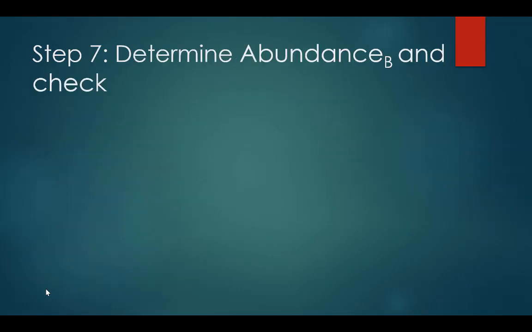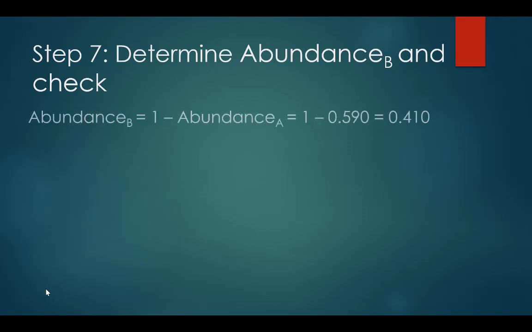Step 7, really easy. We know abundance A plus abundance B has to add up to 1. So 1 minus abundance A gives us our abundance B. If A is 0.590, then B must be 0.410.